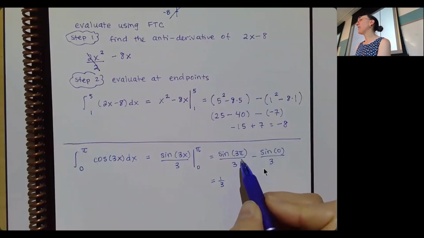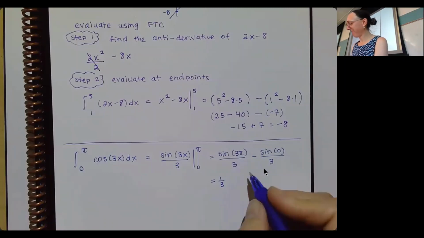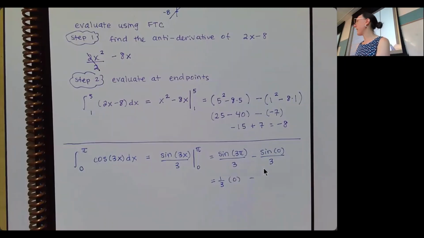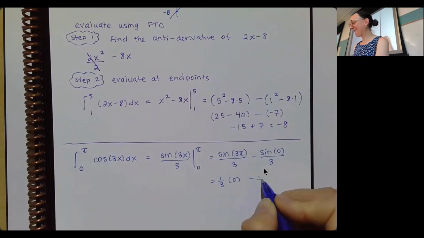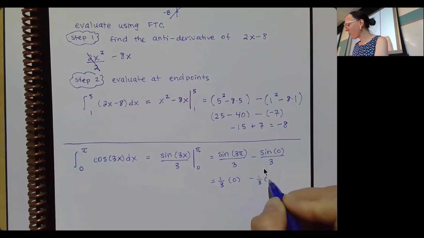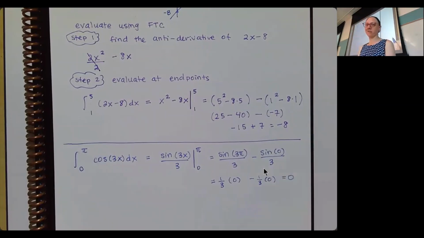What's sine of 3 pi again? How about sine of 0? How about 0? Sine of 0 is 0. So this whole thing came out to be 0.